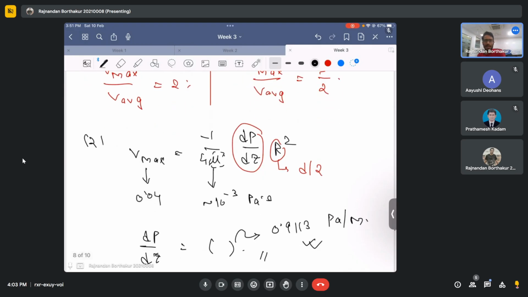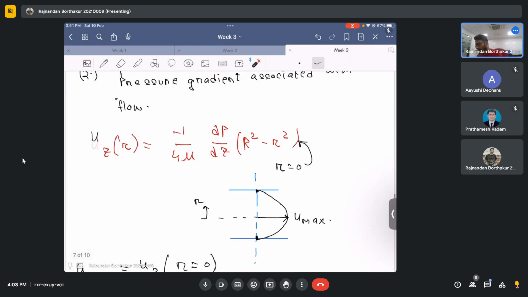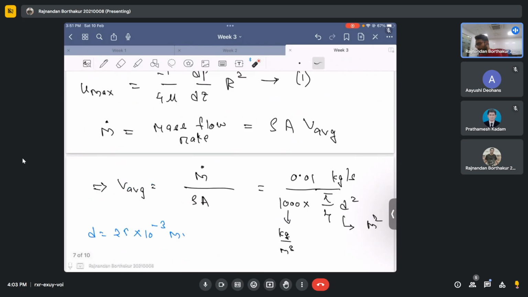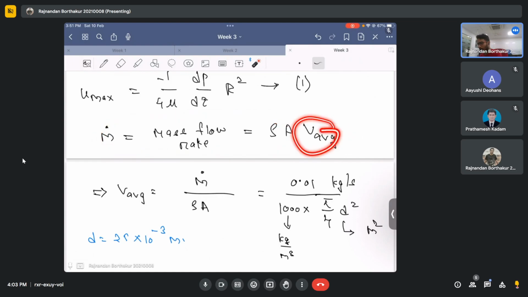This may appear as a simpler problem, but you need to think about this. The main crux of this problem is that when we calculate the mass flow rate, it is always associated with the average velocity and not the maximum velocity or something else. Because mass flow rate is always an average quantity, and it should not vary along the y direction, or the r direction, which is basically the cross flow direction of the problem.